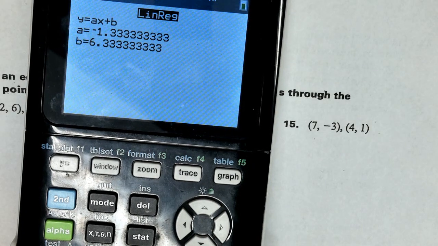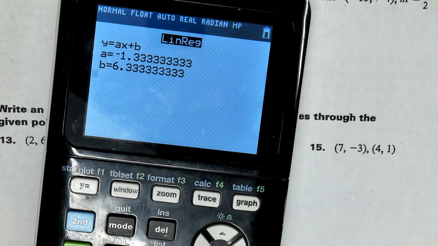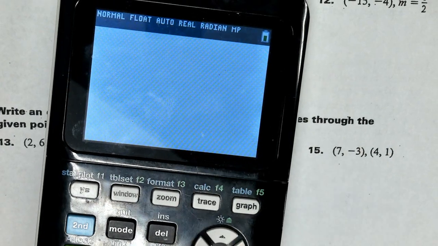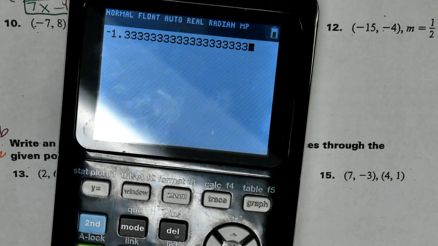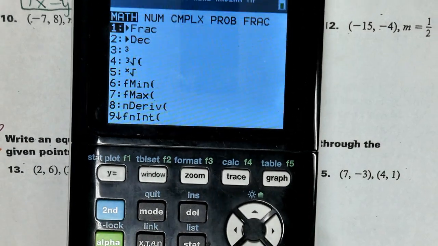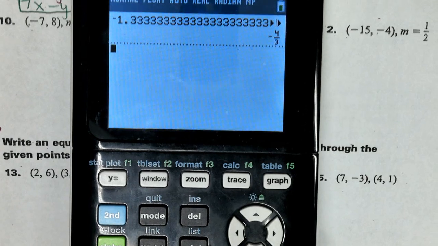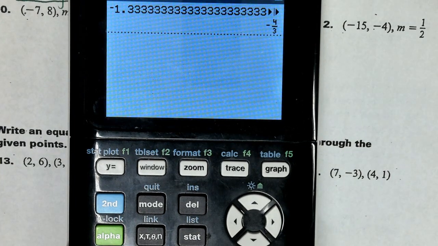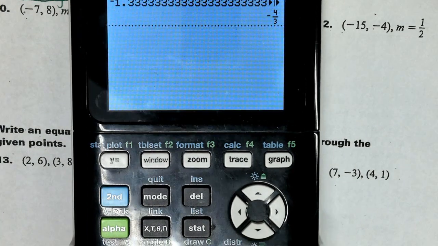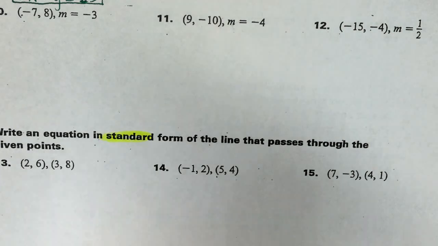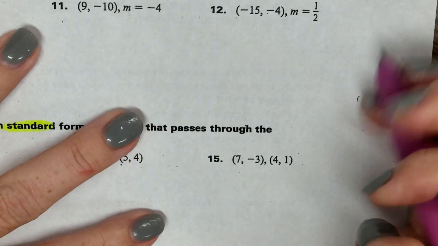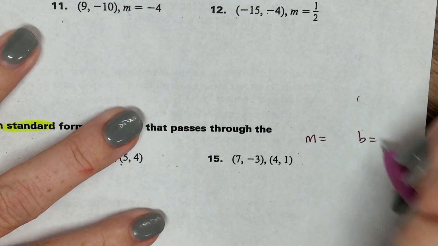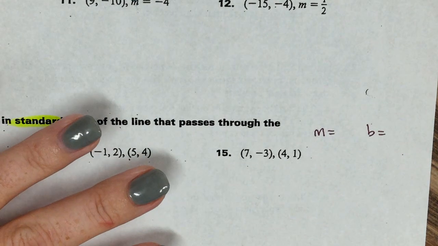Now, one way you could do it is you could say, okay, the slope is negative 1.33. You could go back to your home screen, put as many 3's in as possible, hit math fraction enter, and it will turn it into a fraction, but it doesn't always work. So that is a possibility. But to be the most accurate without using stat, you need to find the slope and the y-intercept on your own.